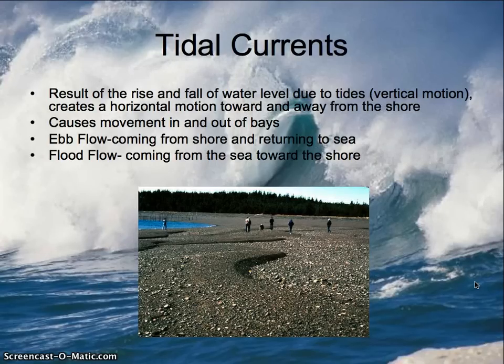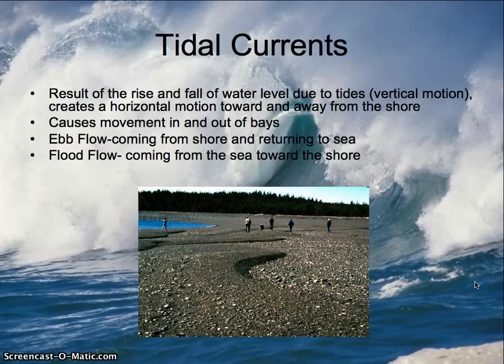Now we have these two smaller local types of currents, known as tidal currents and longshore currents. Tidal currents are a result of the rise and fall of water level due to tides, which is a vertical motion. But it creates a horizontal motion as water moves towards or away from the shore and causes the movement to go in and out of bays.